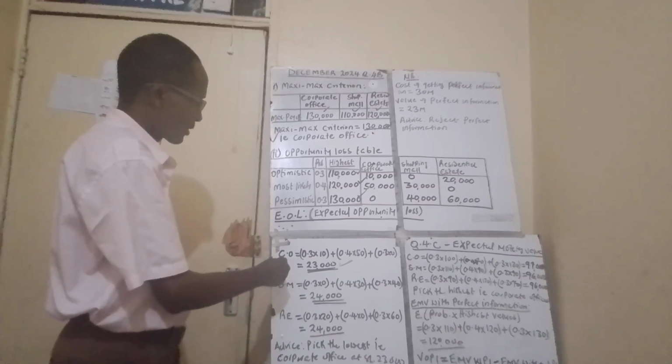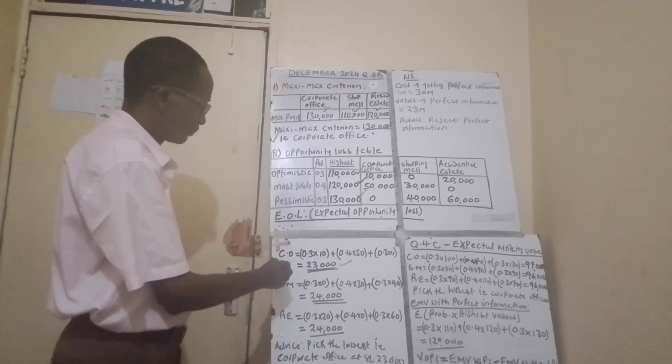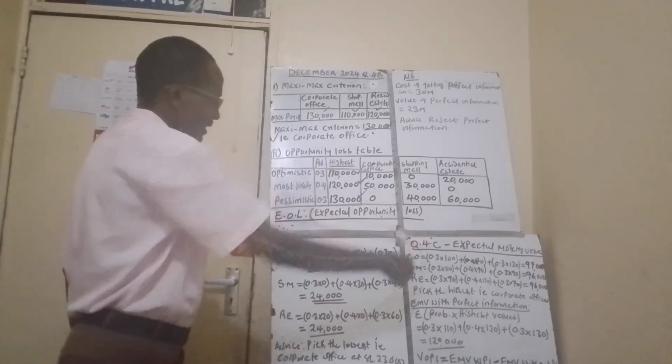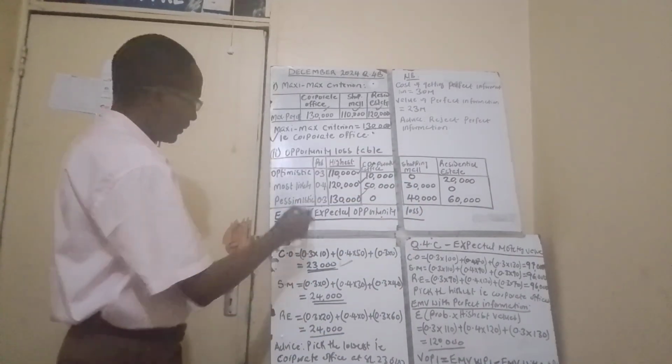You go to shopping mall, just probabilities times the figures as they appear there. So it will be 0.3.